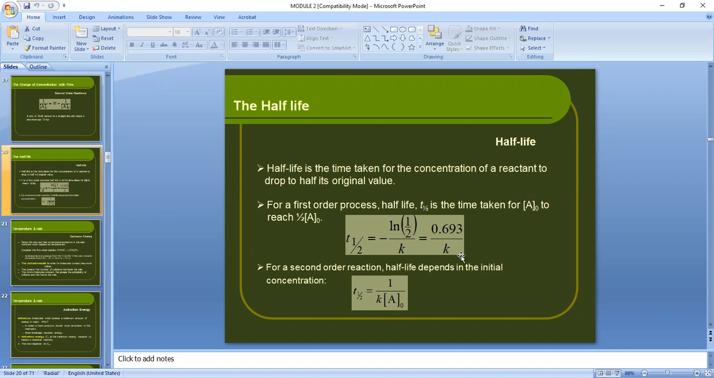For a second order reaction, it's a different thing already because not only is it dependent on the rate constant K, it's also dependent on the initial concentration. Okay? So half-life for a second order reaction, half-life for a first order reaction.